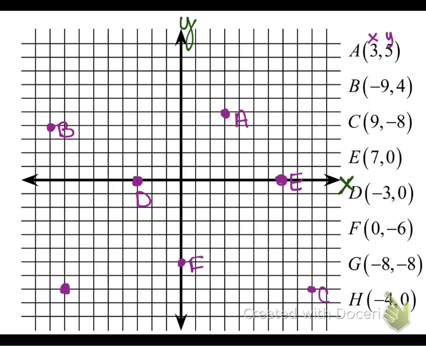And I label it, is that G? And the last one, letter H.